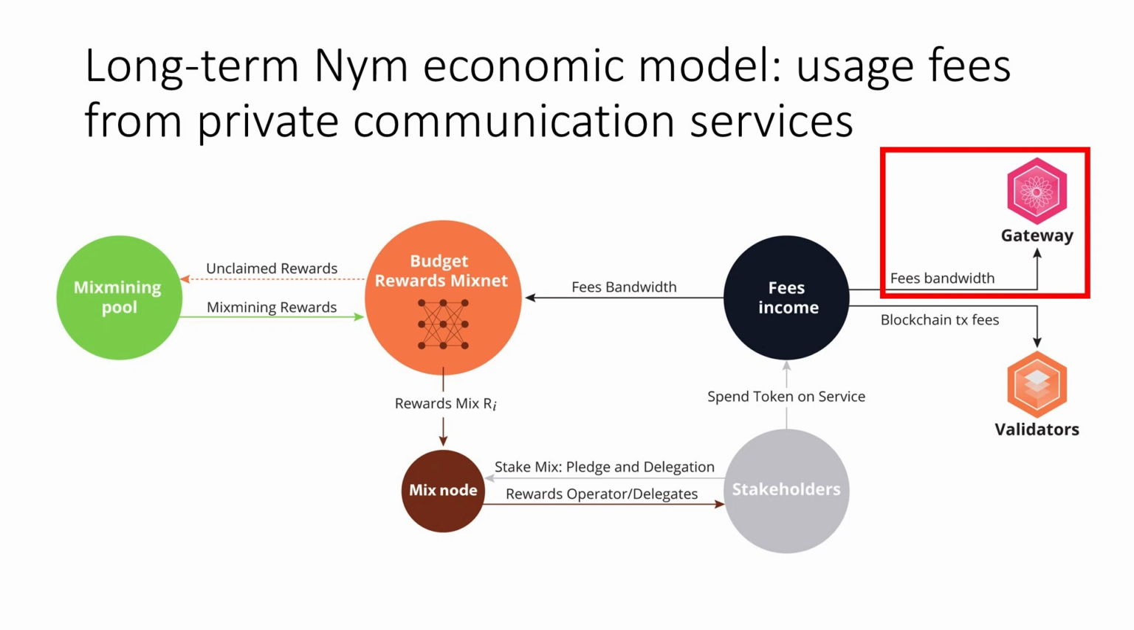Okay, so in the final long-term vision here, this is a circular economy where a stakeholder spends tokens on the service. These tokens are then allocated to the providers of the service: gateways, validators, and mix nodes. The people receiving these tokens are themselves stakeholders, and that keeps the economy circulating, where users pay for the service and providers receive rewards for their work.